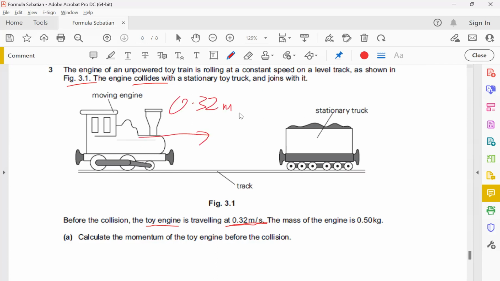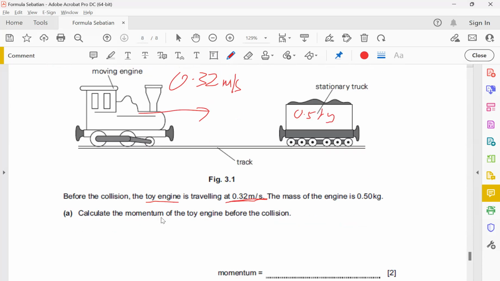Now, why do I make it a habit to label my diagram? Because if I look at the diagram and I see my writing, I know that right now this is the initial velocity of the engine, right? And it says that the mass is 0.5 kg. I'll label here also 0.5 kg because that's what the information gives. Oh, sorry, this 0.5 kg is here, not the truck, it's the engine.